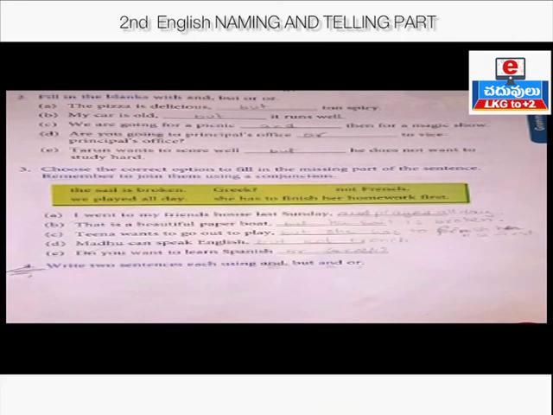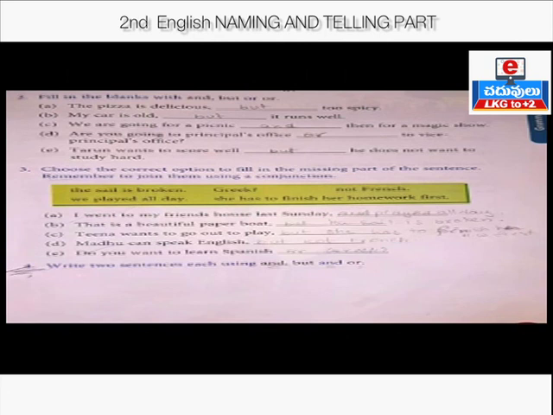Next, choose the correct option. Choose the correct option to fill in the missing part of the sentence. Remember to join them using a conjunction. You can see there. I went to my friend's house last Sunday. Children, this sentence is matching like this: and we played all day. I went to my friend's house last Sunday and we played all day.